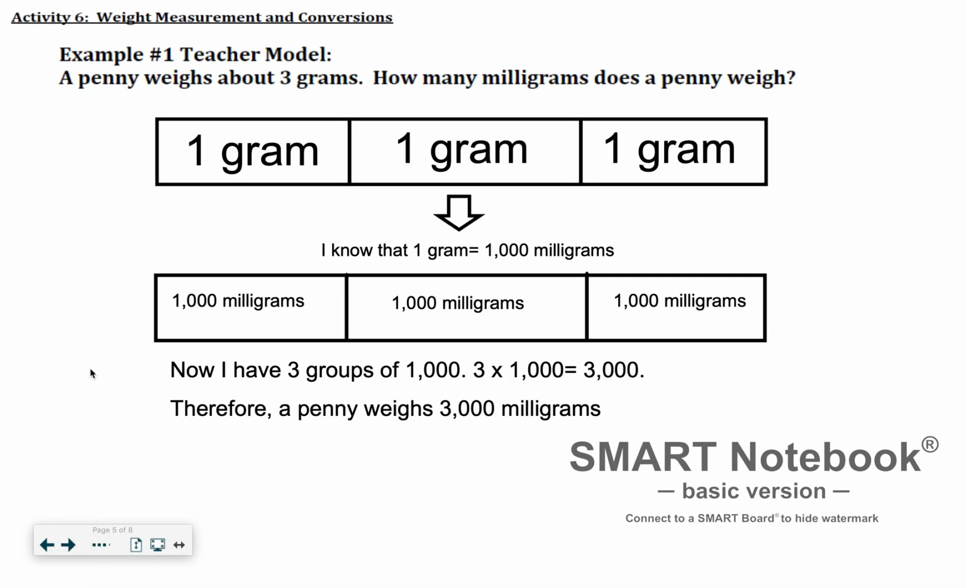Teacher Model 1. A penny weighs about 3 grams. How many milligrams does a penny weigh? So I made my bar model of 3 grams, and I need to turn these grams into milligrams because that's what the question is asking me. Well, I know that 1 gram is 1,000 milligrams. So I created a new bar model with 3 groups of 1,000 milligrams. So if I were to multiply 3 times 1,000, I would get 3,000. Therefore, a penny weighs 3,000 milligrams.